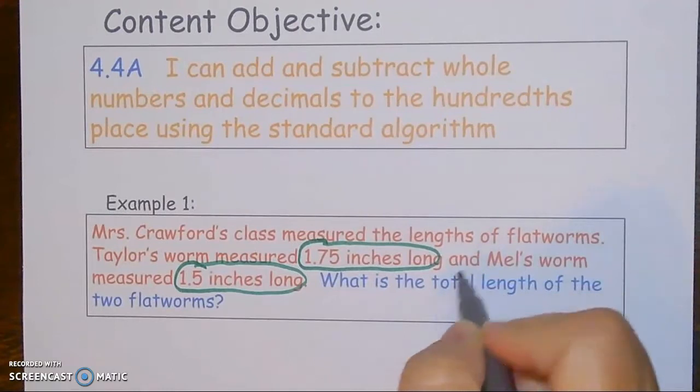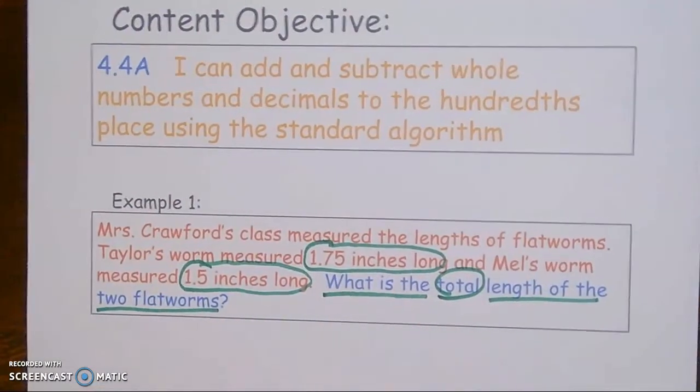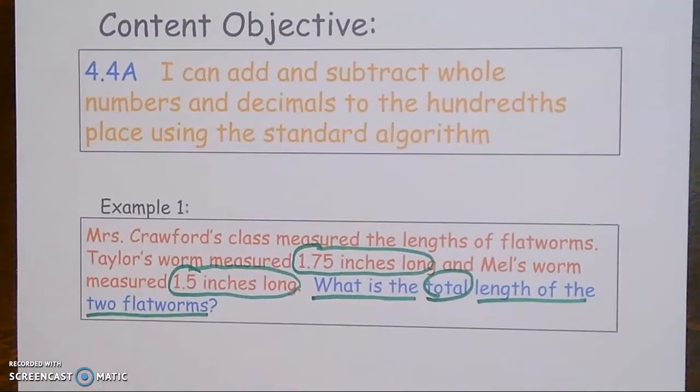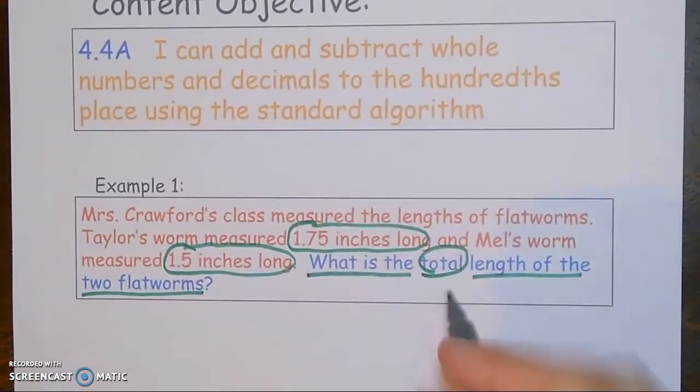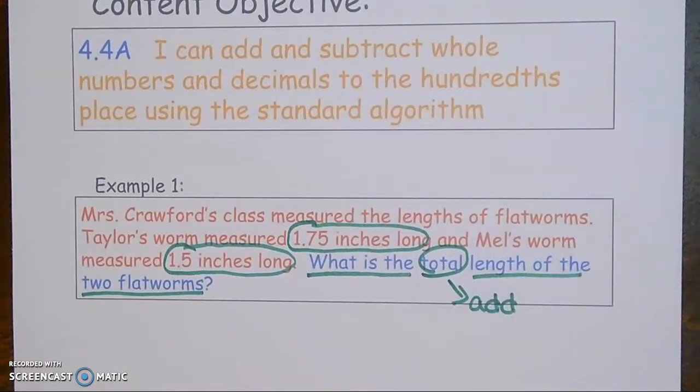Very good. The word total. So let's circle the word total. So what is the total length of the two flatworms? Remember, anytime we are wanting to find the total of something, that tells us we are going to add. So I'm going to write my clue word right here, add.